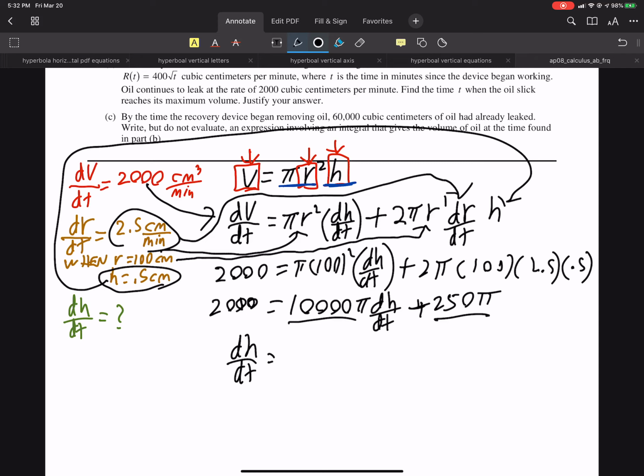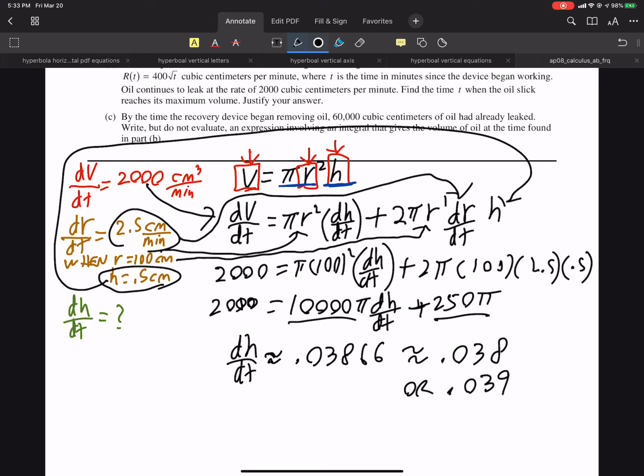Oh, let me put some parentheses. 10,000 pi, end my parenthesis. Okay, hopefully this is right. I'm getting about 0.0386, which you can write as 0.038 or 0.039 if you round off.